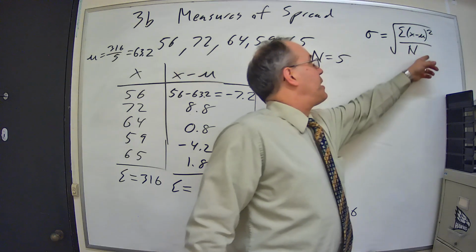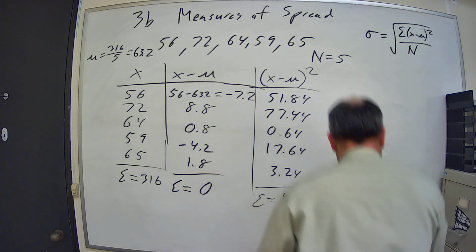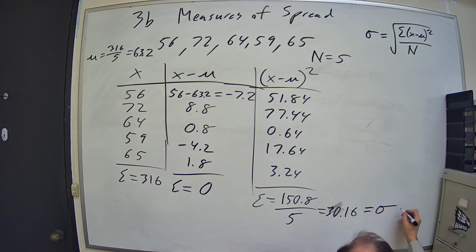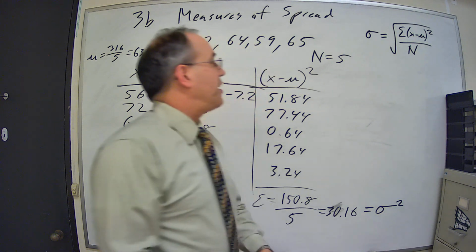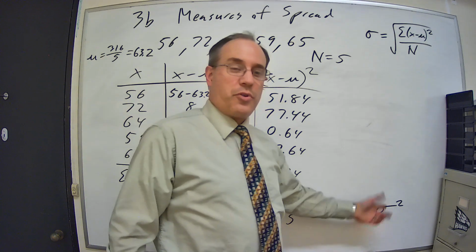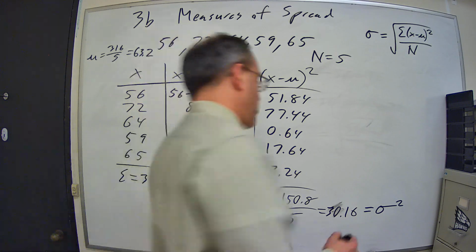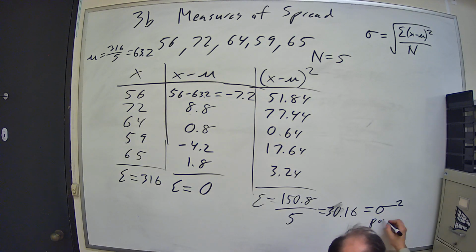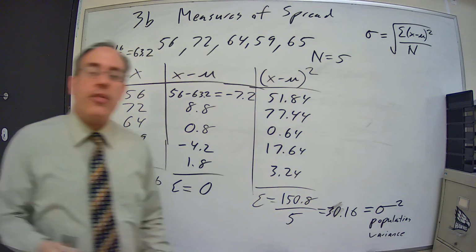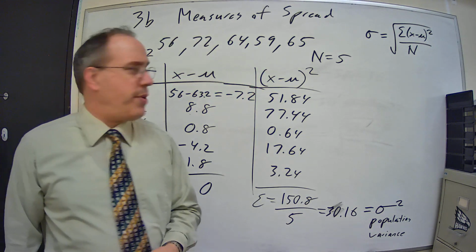So that's everything in the radical, and that is sigma squared, right? If the square root of something is sigma, then before you take the square root, you must have sigma squared. That sigma squared is known as the variance, so that would be the population variance. This is another measure of spread that is sometimes used. Be careful and make sure that you're looking for the right thing.